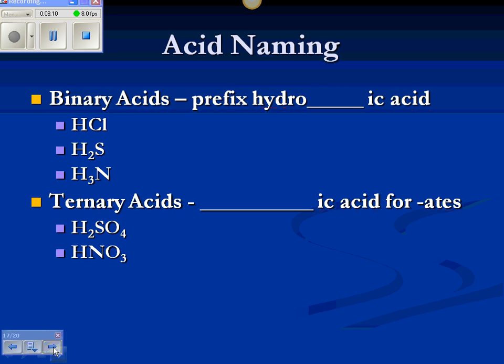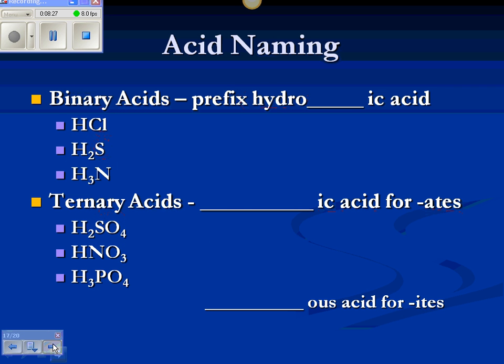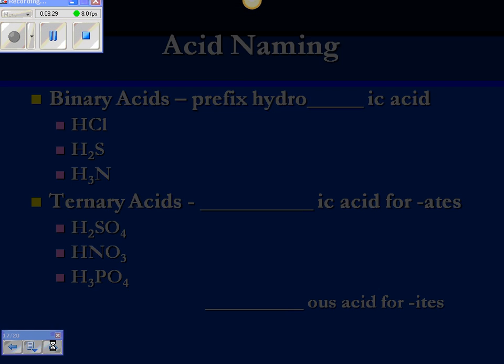You just put in, for this one I see nitrate, hydrogen nitrate. So I just write in nitric acid. If it is a sulfate, or if it is some kind of ate, like a nitrate, I just add the suffix of ic acid. And here we'd have phosphoric acid.